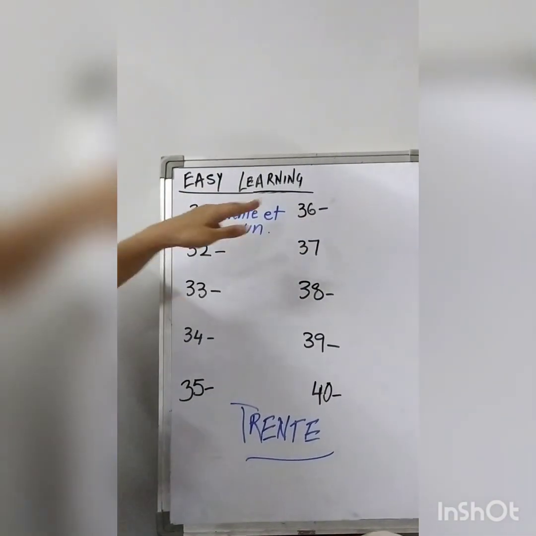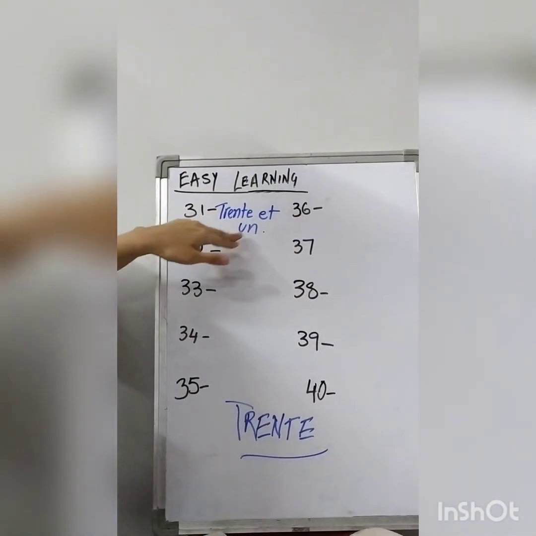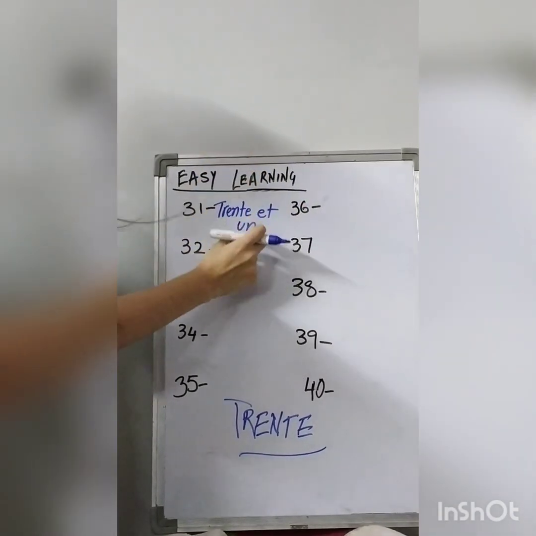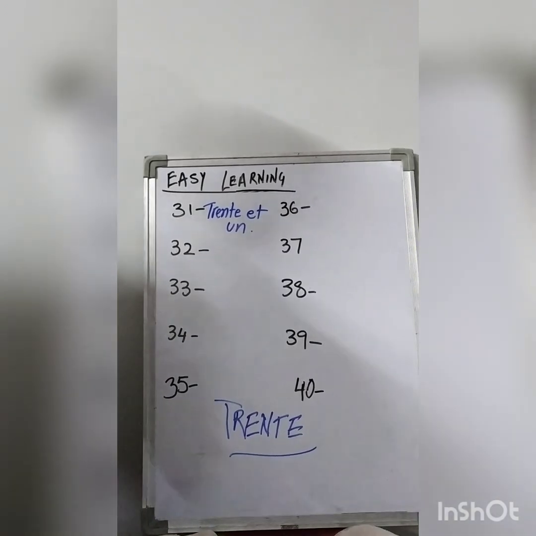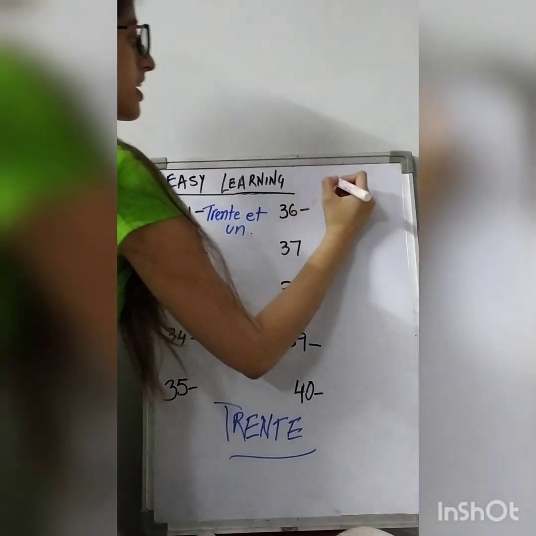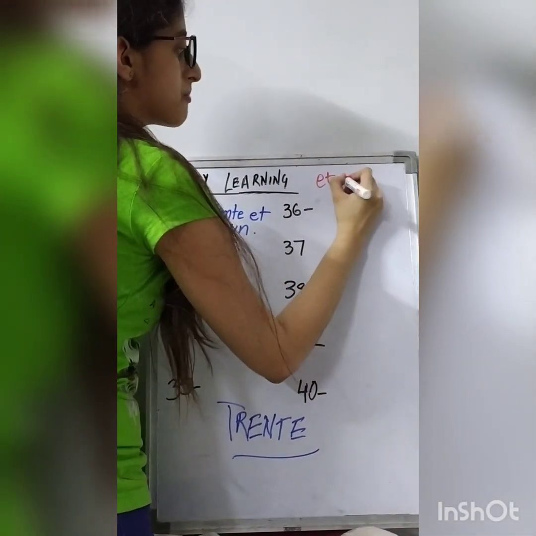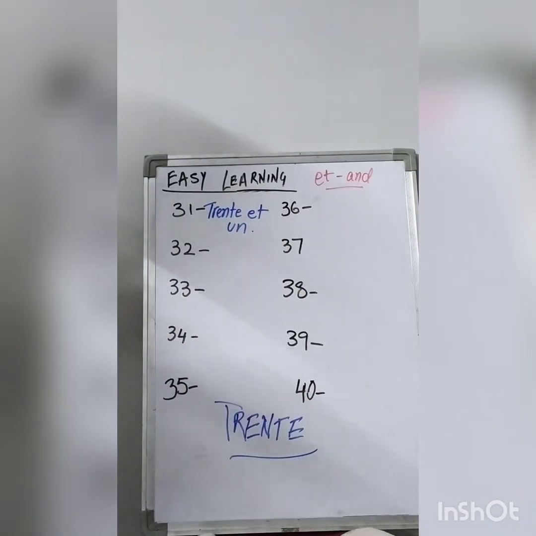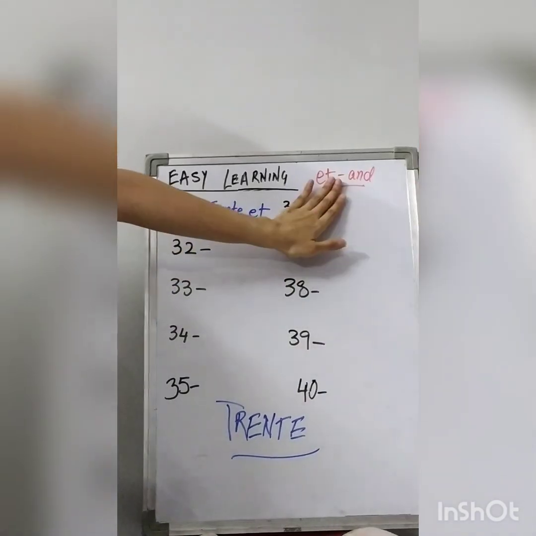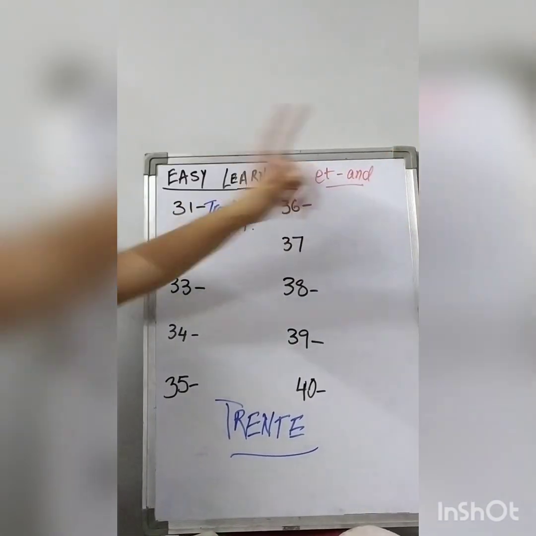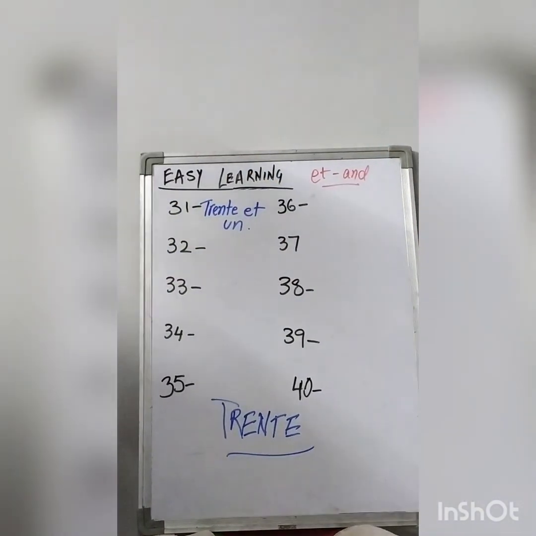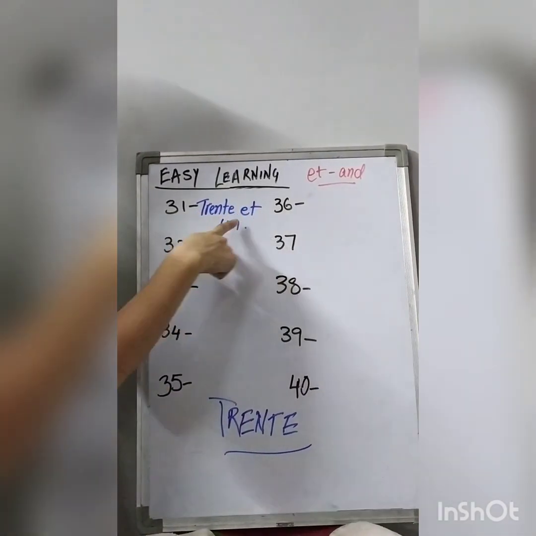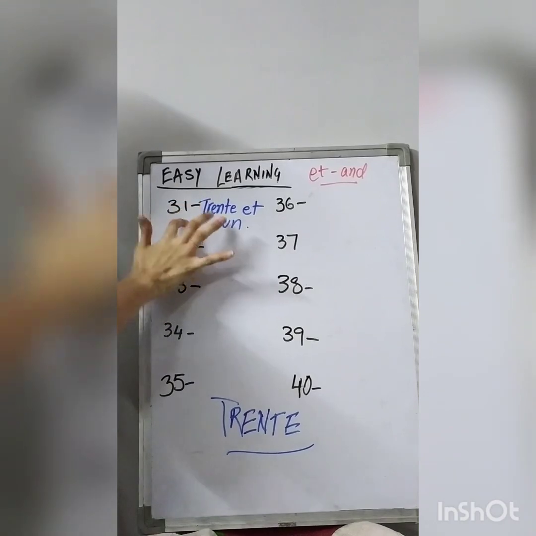T-R-E-N-T-E, E-T, U-N. Now here, E-T means and. In general, ET is and in French. So, trente, 30 and 1 makes 31.